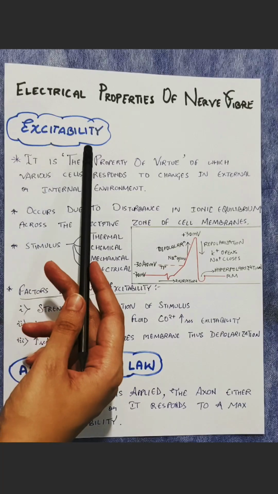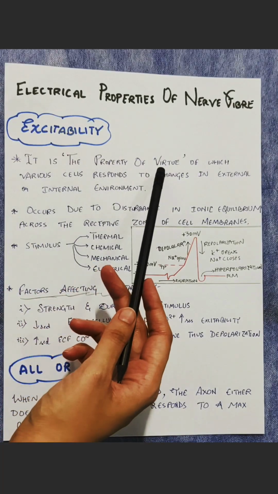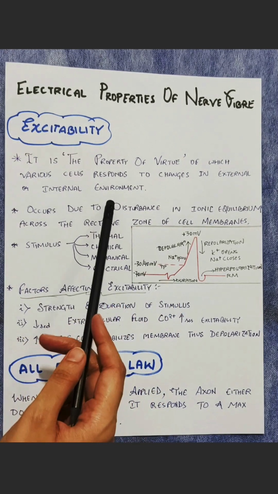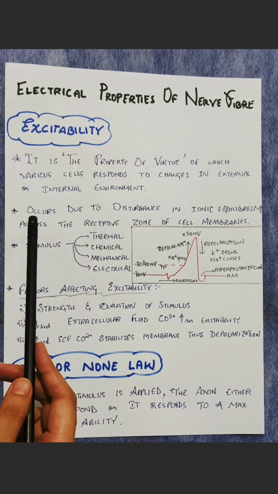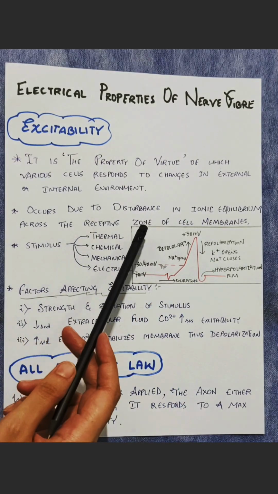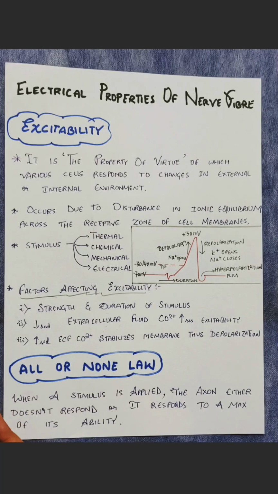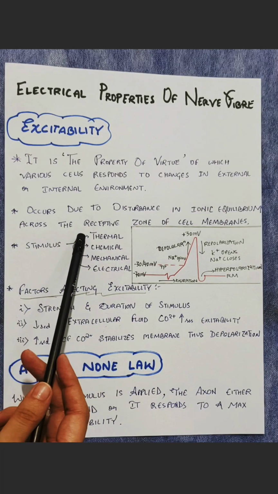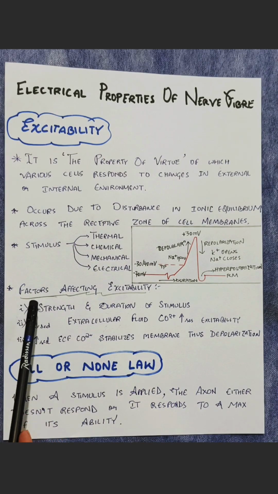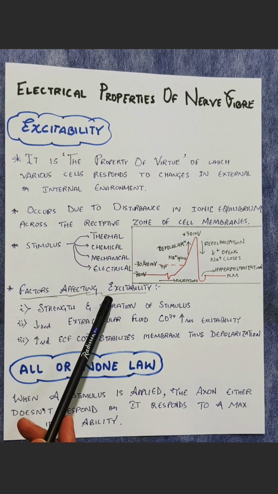Starting off with excitability, it is the property by virtue of which various cells respond to changes in the external or internal environment. Excitability occurs due to disturbance in the ionic equilibrium across the receptive zone of cell membranes. We all know stimulus could be thermal, chemical, mechanical, or even electrical. Now there are certain factors that affect excitability.